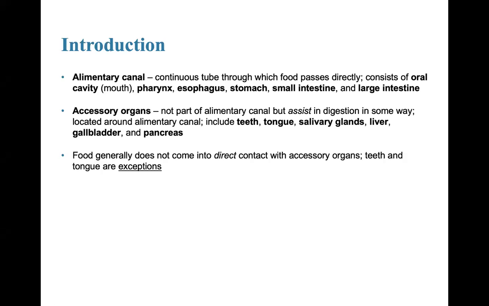Okay, so the accessory organs are not part of the GI tract, but they assist digestion in some way. They are located typically around the GI tract, and these would include things like the teeth, the tongue, salivary glands, your liver, gallbladder, and pancreas. The liver, gallbladder, and pancreas will actually have ducts that open up into the GI tract, such as the small intestines, to deliver their various secretions. Food generally does not come in direct contact with the accessory organs. The only exceptions would be the teeth and the tongue, which are involved in mastication.